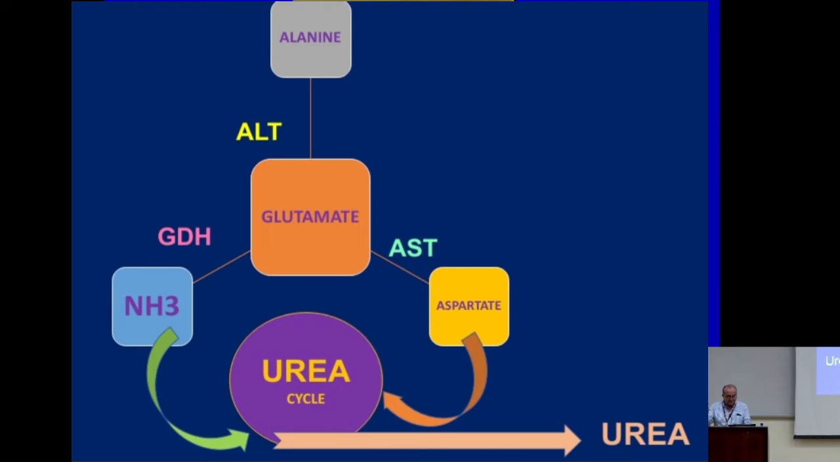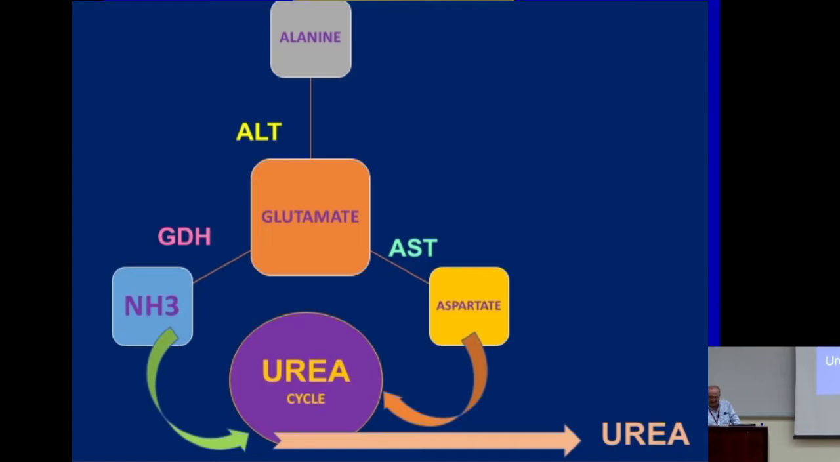Okay, three important things. Transaminases are reversible. They require vitamin B6, pyridoxal phosphate. And they should also tell you that glutamate, that's the third important thing, is the sink for many of the nitrogens coming from several amino acids. And alanine is an example through ALT.